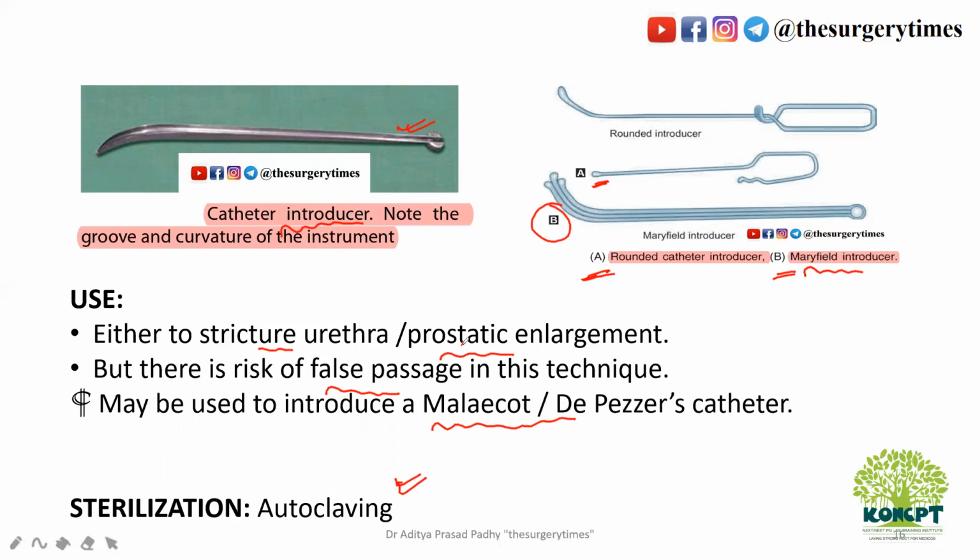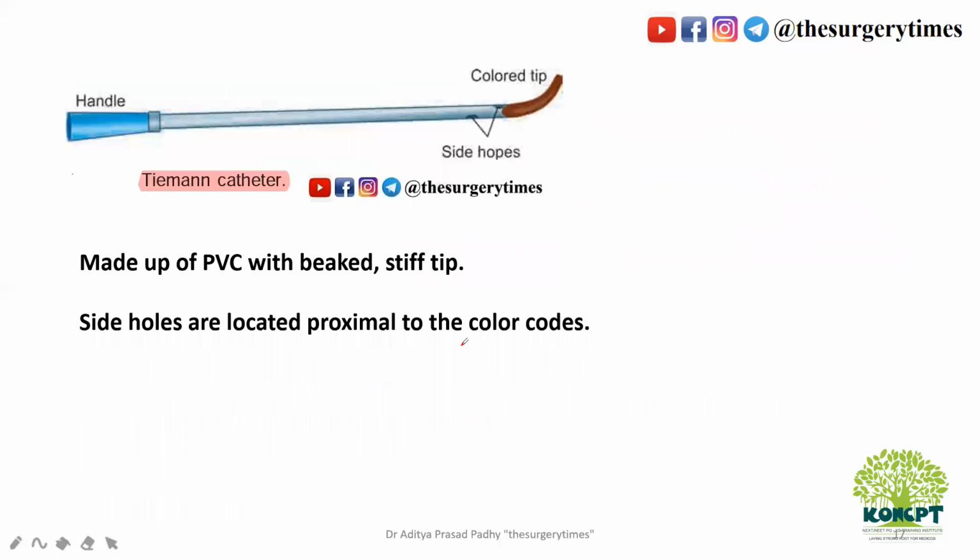Because it can come as an image based question also. So this one is the Foley catheter. The catheter is made up of PVC, polyvinyl chloride, with a beaked or stiff tip. See, the tip is stiff and curved. It is also coloured, and there is a handle present on one side. The side holes are located proximal to the curve. There are side holes.